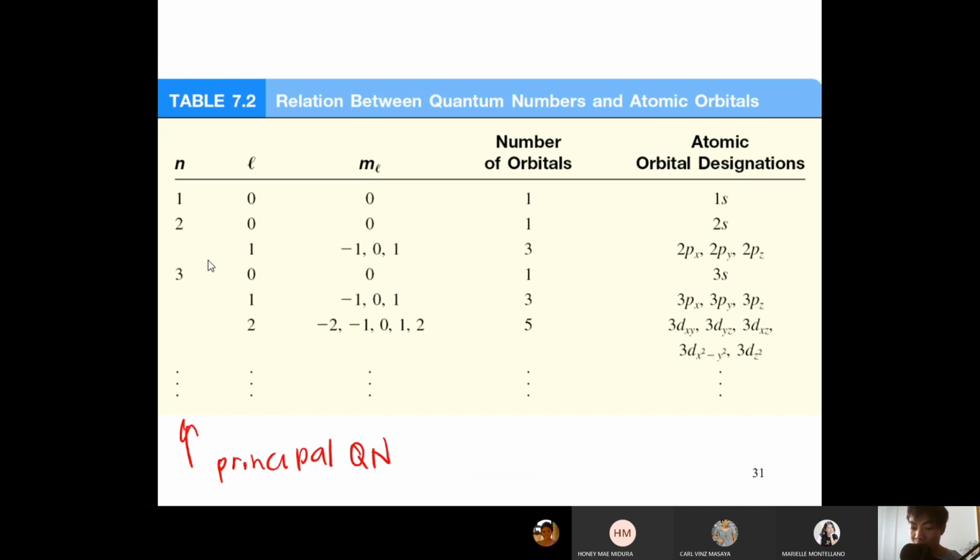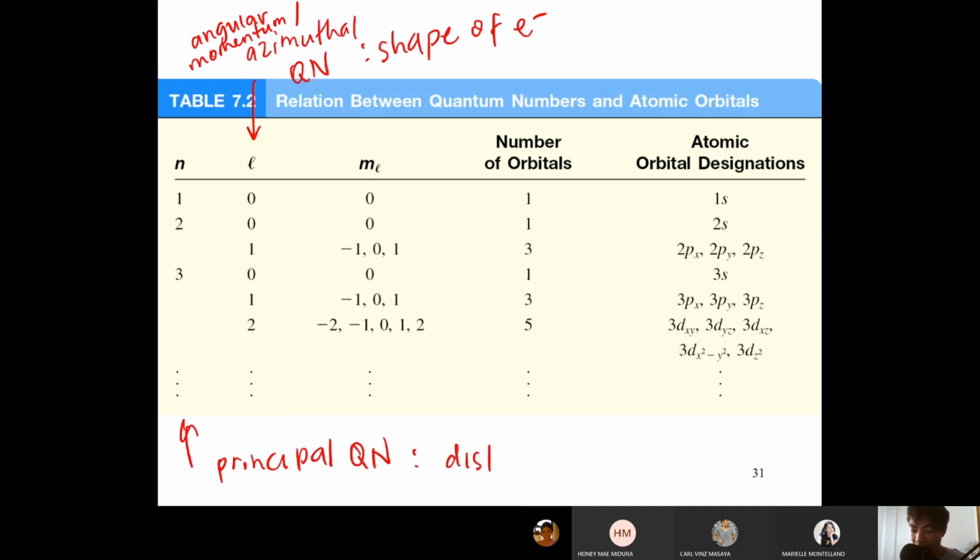Okay. So L naman, itong L, this describes the azimuthal quantum number. Ayan. So ano yung kinakwento ng azimuthal quantum number? Yun lang yung angular momentum quantum number, no? Angular momentum. Isang term ka din kasi doon is azimuthal, no? So ano yung kinakwento ng ating angular momentum quantum number? It tells us about the shape, no, of electron. Principal, distance of electron.